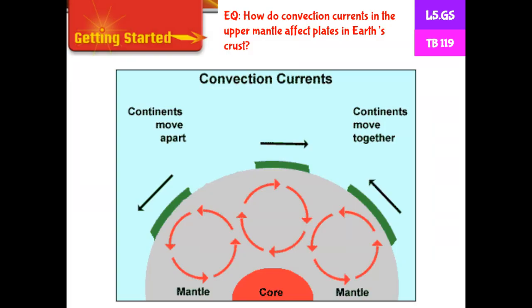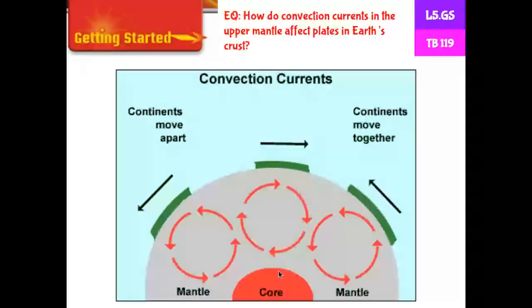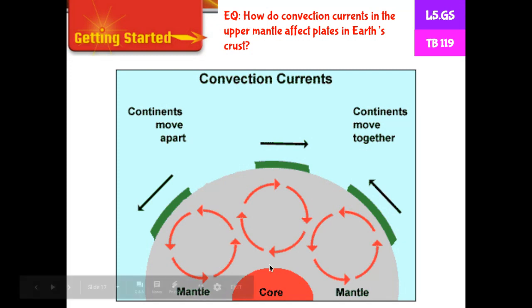Before we do that, we're going to look back at yesterday's getting started where we talked about convection currents and we observed a fluid moving in a bottle after it was heated. And what you need to understand is that the core heats up the mantle above it. And because it's heated, it expands and then it rises and it creates convection currents, no different than what happens in our atmosphere that we studied in our weather unit.